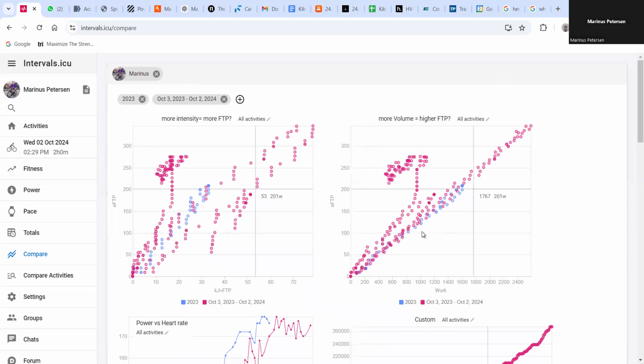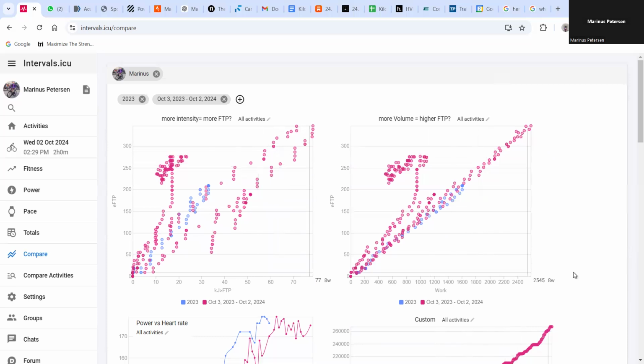So yeah, that's really pretty good. I don't know exactly what's going on here. I guess that's probably my VO2 max block. But basically, that's about as good of a correlation as you're going to get. More volume, FTP goes up. More intensity, more kilojoules, helping my FTP there.